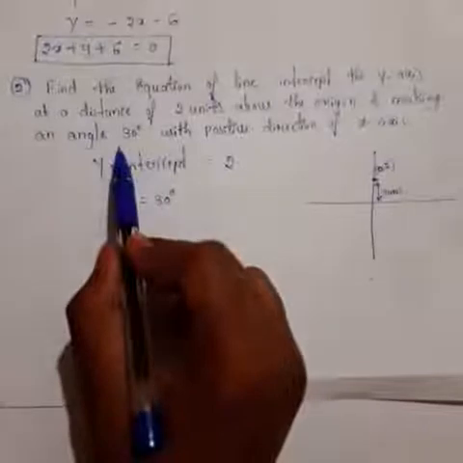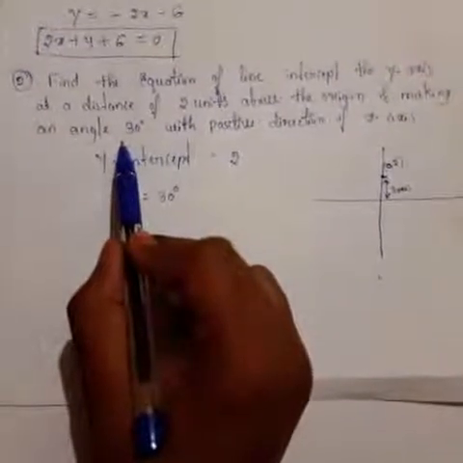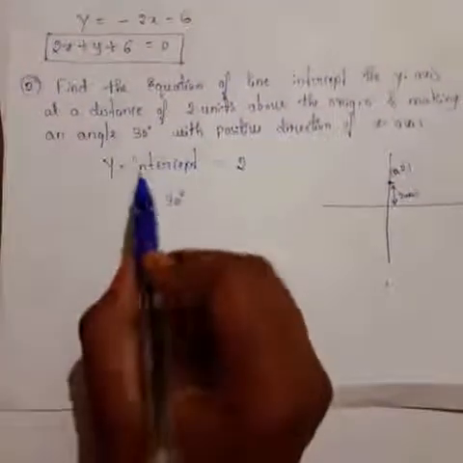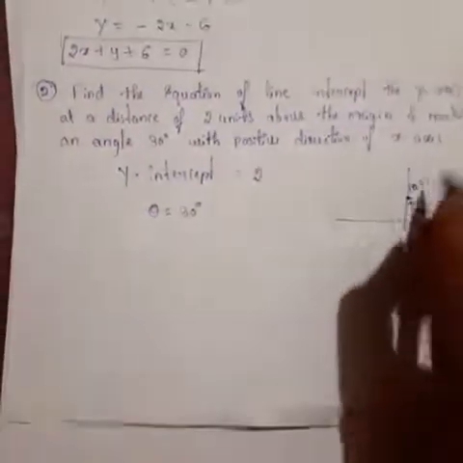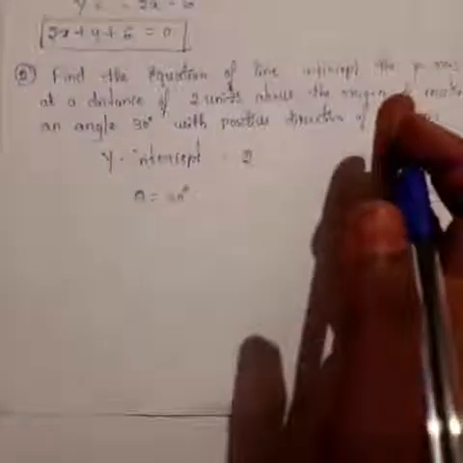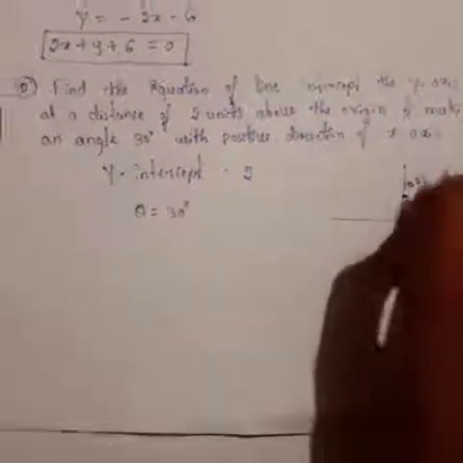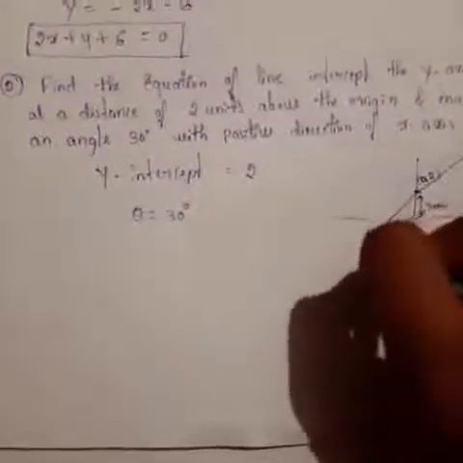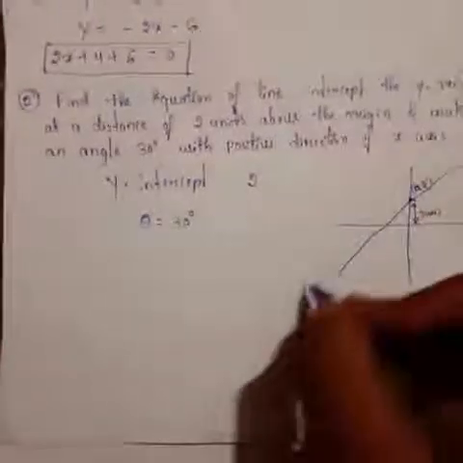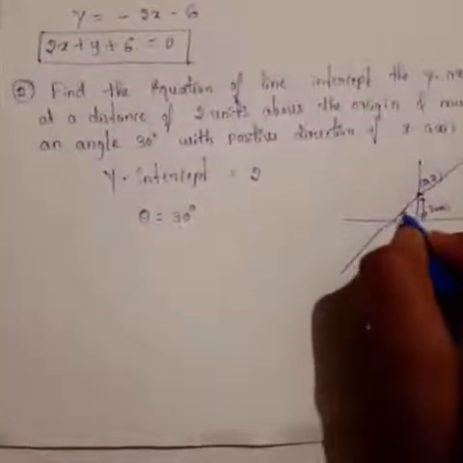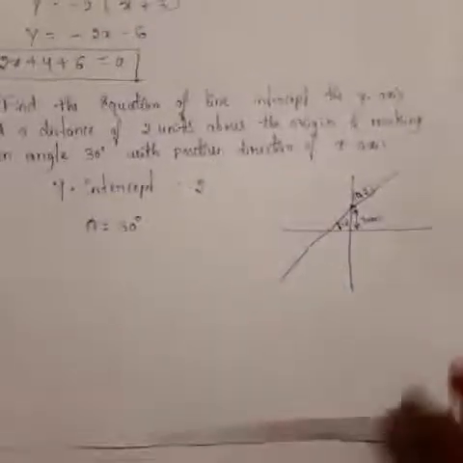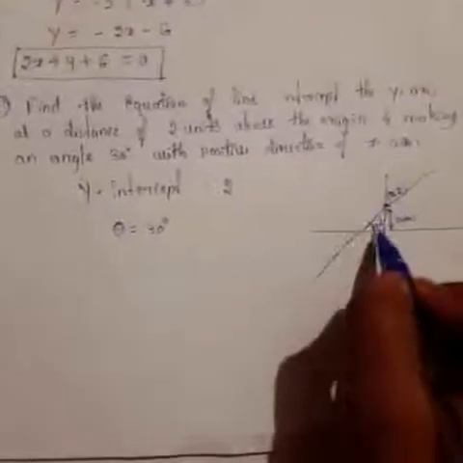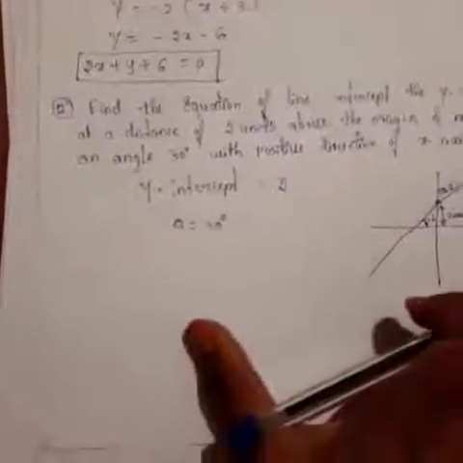Here they have given the inclination. Angle means inclination. Obviously you know the inclination is measured above the x-axis towards the positive direction, so the line goes this way, because this inclination is 30 degrees. Theta is 30 degrees and the y-intercept is 2.